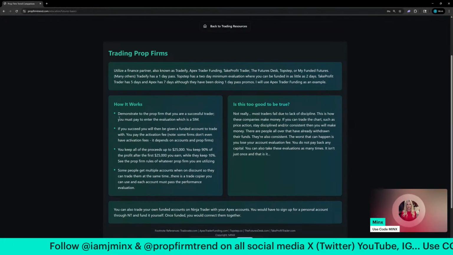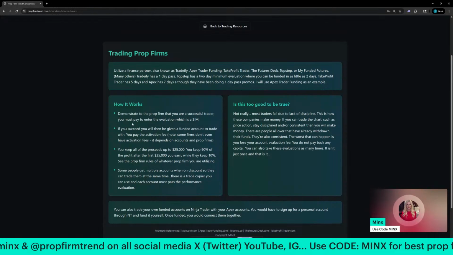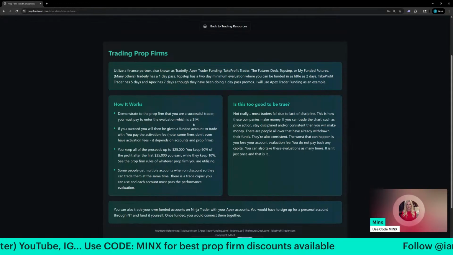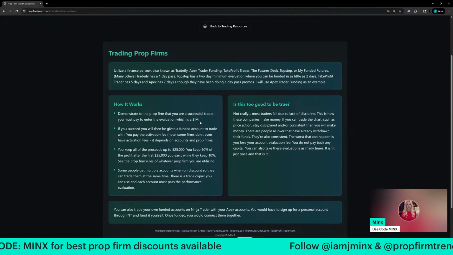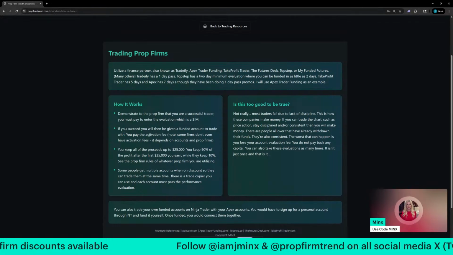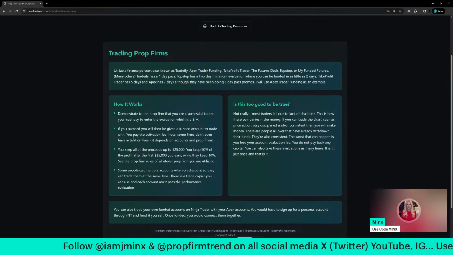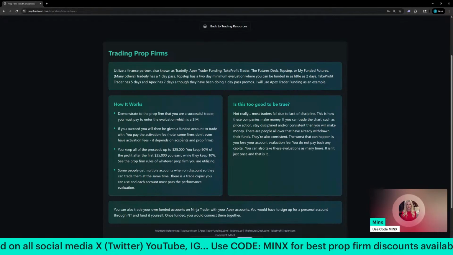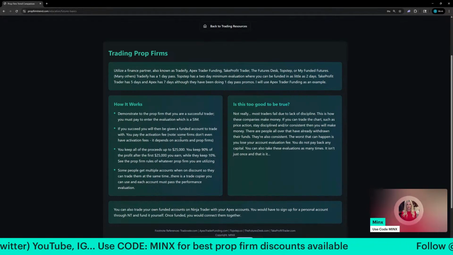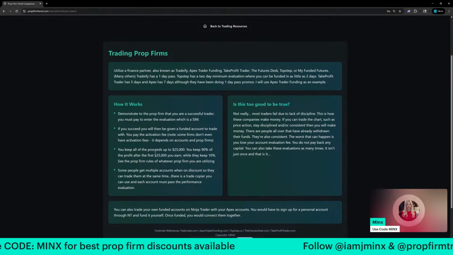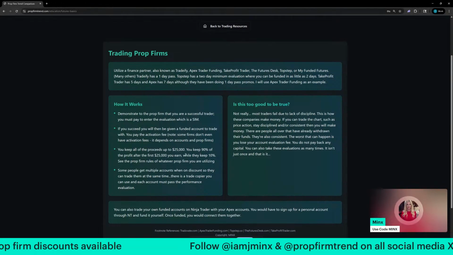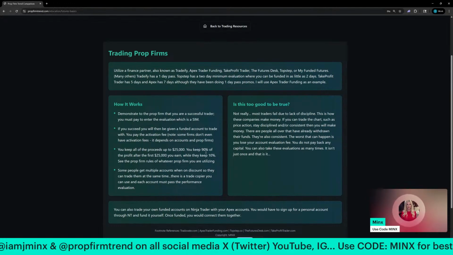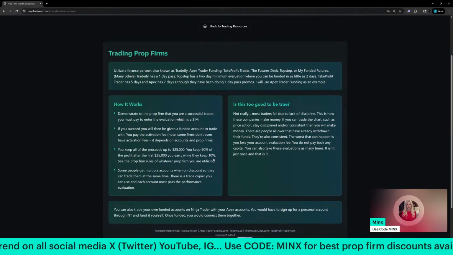So basically how it works is you demonstrate to the prop firm that you are a successful trader. You must pay to enter the evaluation, which is a SIM account. So if you succeed, then you will be given a funded account to trade with. You pay the activation fee. Note, some firms don't have any activation fees. It depends on the accounts and prop firms, but you get to keep all of the proceeds 100% up to $25,000. Now, after the $25,000, you keep 90% of the profit and they keep 10%.